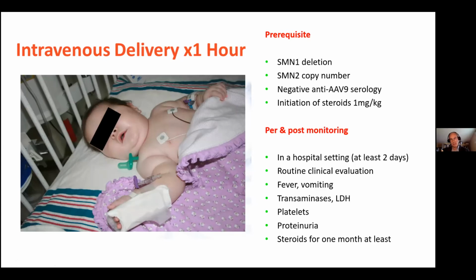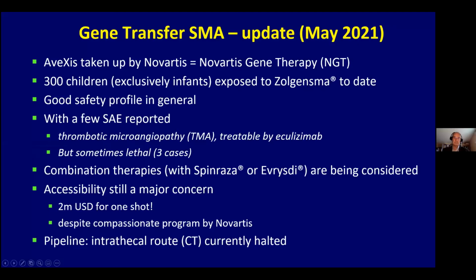You will monitor this child for quite some time, at least 2 days, if not more, and you really scrutinize any trouble, okay? Clinically, fever and vomiting are red flags. The rise of transaminases, platelet drop or proteinuria are also red flags. So you have to be cautious. It's still a new therapy, even though it's been approved. And you also need to continue the steroid therapy for at least 1 month. So that's where we are now.